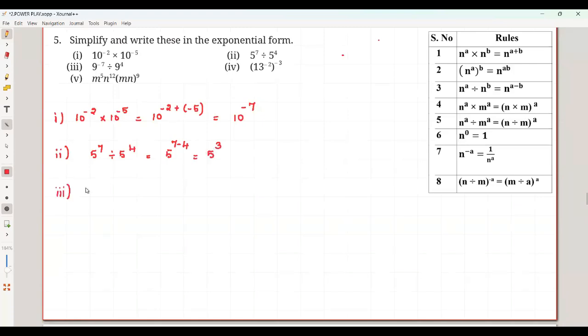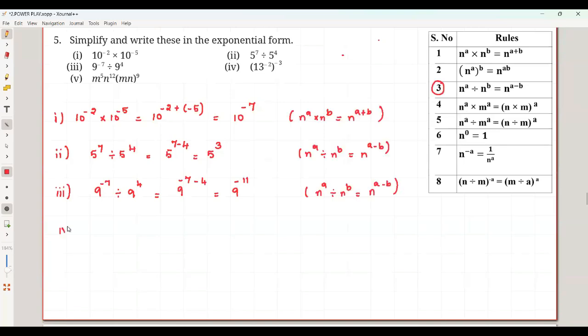Third question is given as 9 power minus 7, okay, 9 to the power minus 7 divided by 9 to the power 4. Here also both are having the same base. Same base means keep the same base, and for the division, you have to subtract the power. Minus 7 minus 4. That means 9 to the power, keep the same sign and add. Okay, 7 plus 4 is 11. Okay, 9 to the power 11 is the answer.